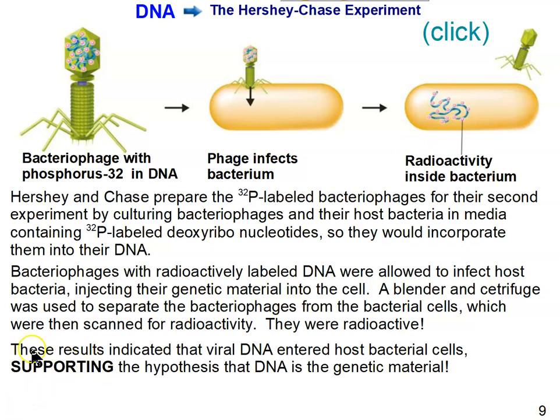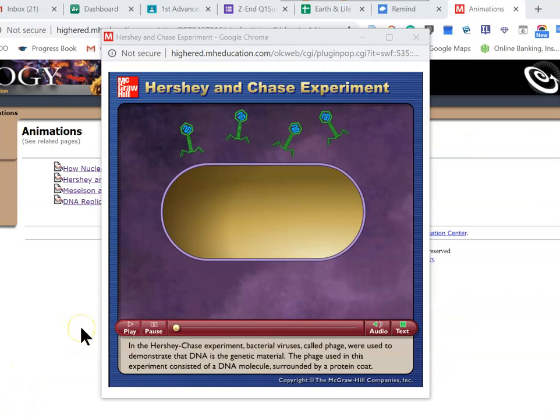So the bottom line is that these results indicated that the viral DNA entered the host cells, supporting the hypothesis that DNA is the genetic material. And this really is revered as the final experiment to show this. And if you clicked on that big word that says click in the upper right-hand corner of that slide, this is the video that it takes you to. So I just want to go ahead and play this for you so you don't have to worry about trying to find it yourself.